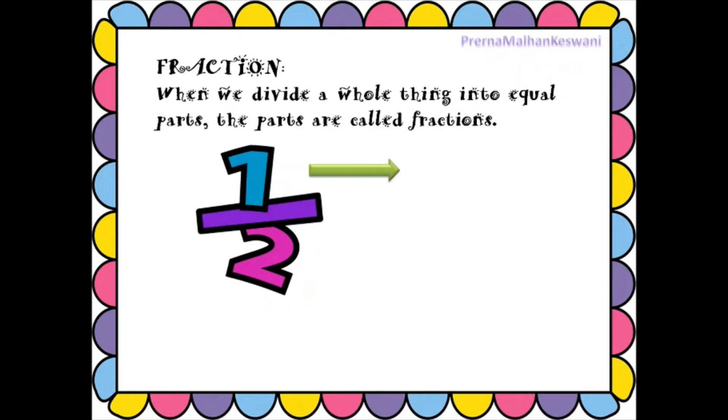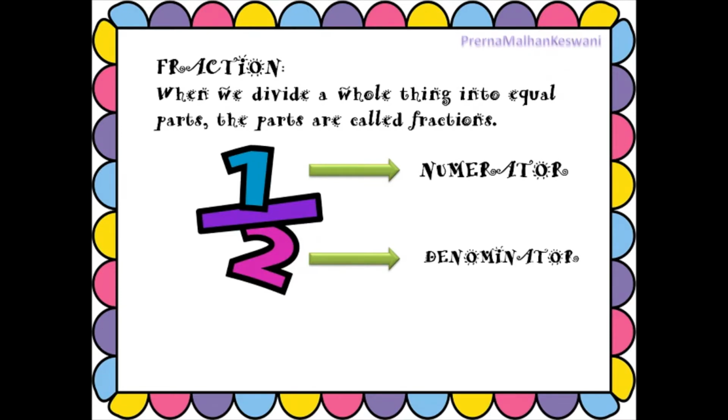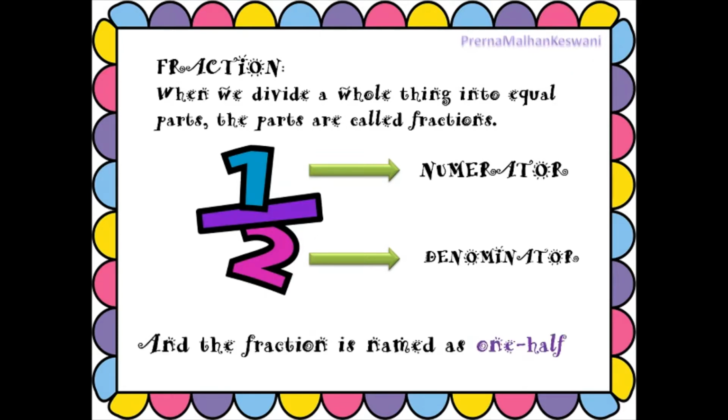Here, 1 is known as the numerator and 2 is known as the denominator. The numerator is written above the line and the denominator is written below the line. And the fraction is named as 1 half. Now let's take another example.